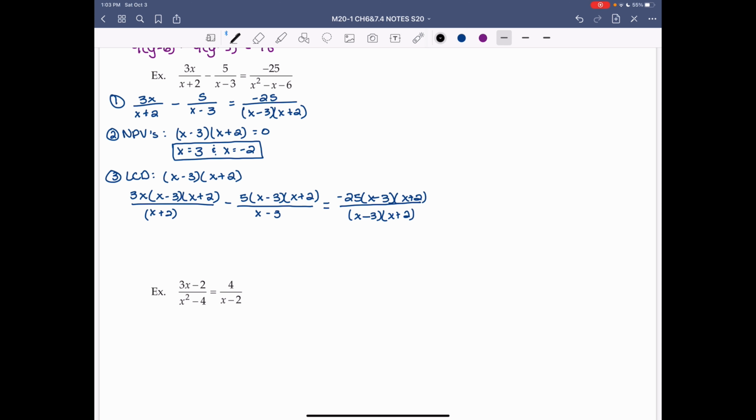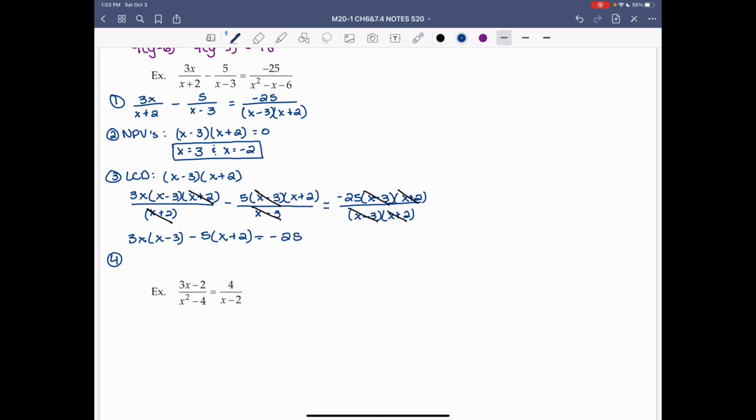In the first fraction, we can divide out x plus 2, x plus 2. Second fraction, divide x minus 3, x minus 3. Third fraction, x minus 3, x minus 3, and x plus 2, x plus 2. We then have 3x times (x minus 3) minus 5 times (x plus 2) equals negative 25.